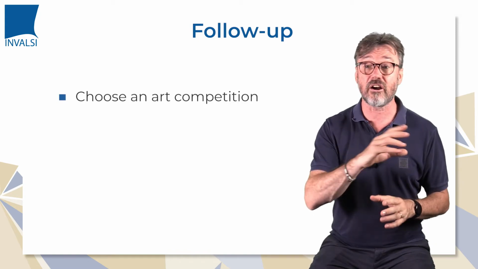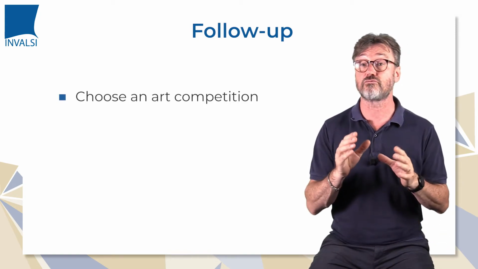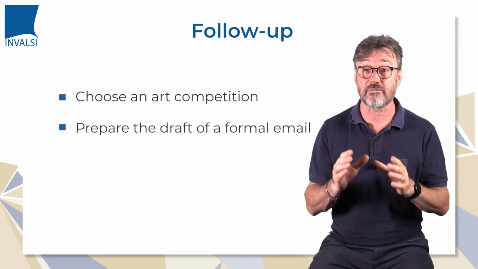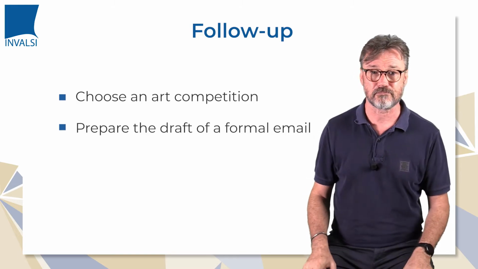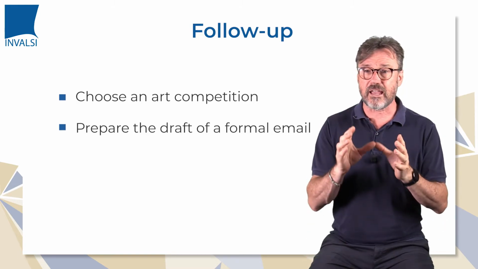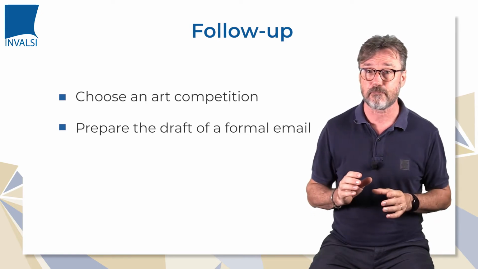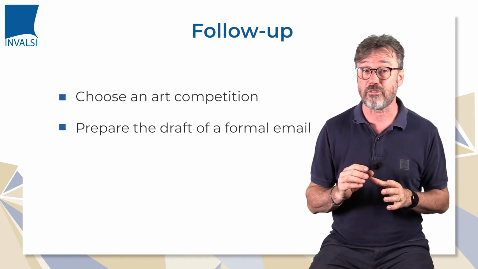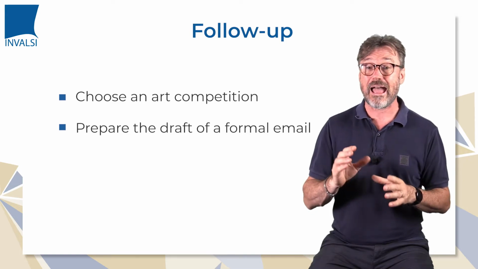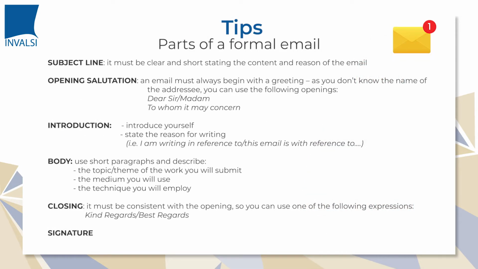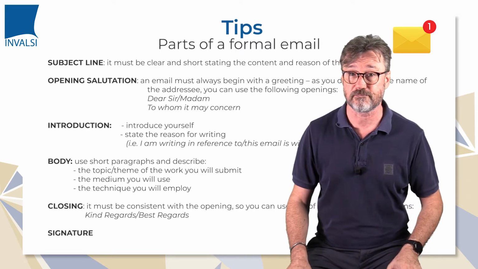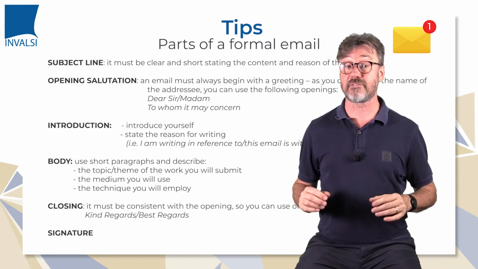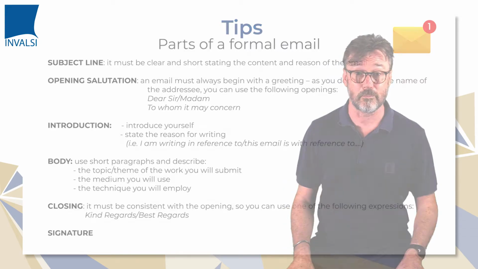Students must choose an art competition from the ones they've just read about and prepare the draft of a formal email. They can work in pairs too. In order to provide guidance throughout the writing process, we give the class some tips about the parts of a formal email, as you can see here. Students then swap their emails and peer correction follows. You can download this activity by clicking on the links below.